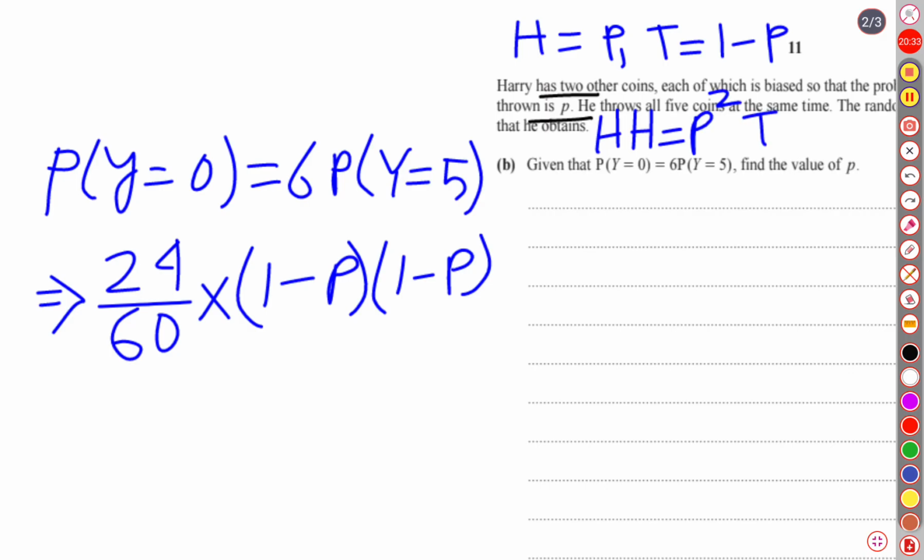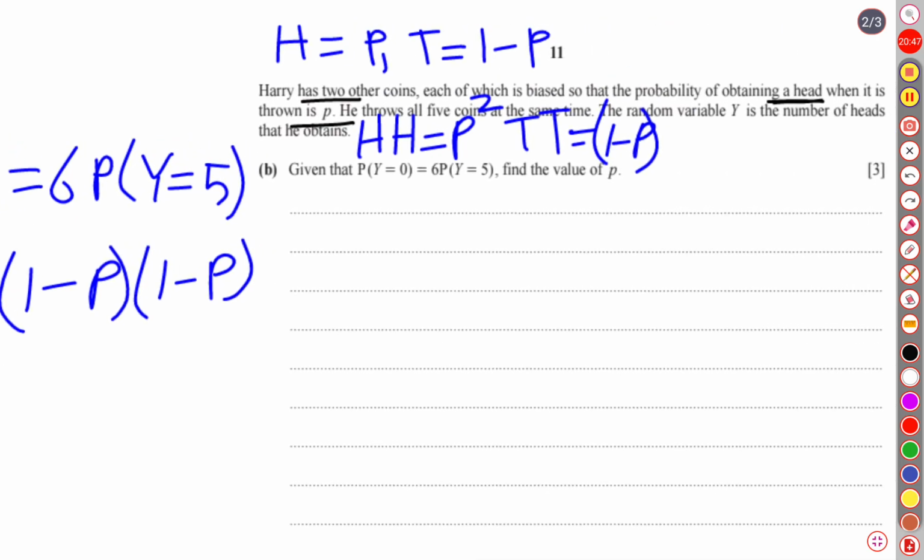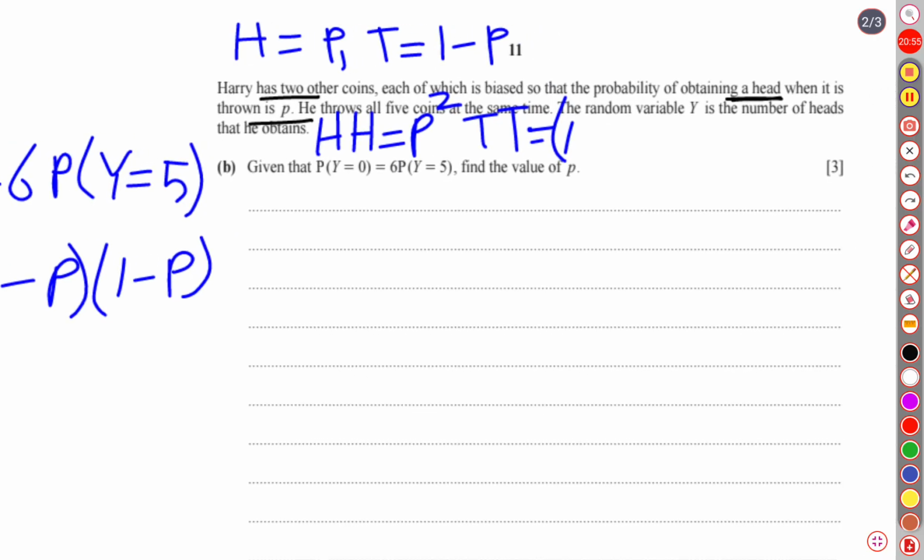If both of them are tails, then what will be the probability? It will be 1 minus p into 1 minus p, that is 1 minus p whole squared. Let me write it over here: 1 minus p for the first tail, and if the second one is also a tail, it is going to be 1 minus p. So ultimately it is 1 minus p whole squared. So we can insert this here, 1 minus p whole squared.